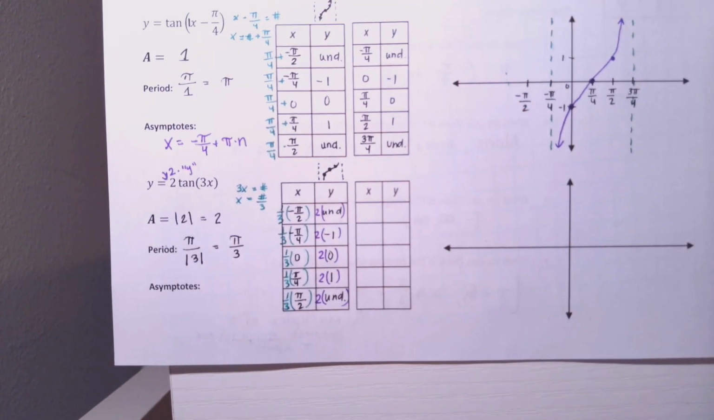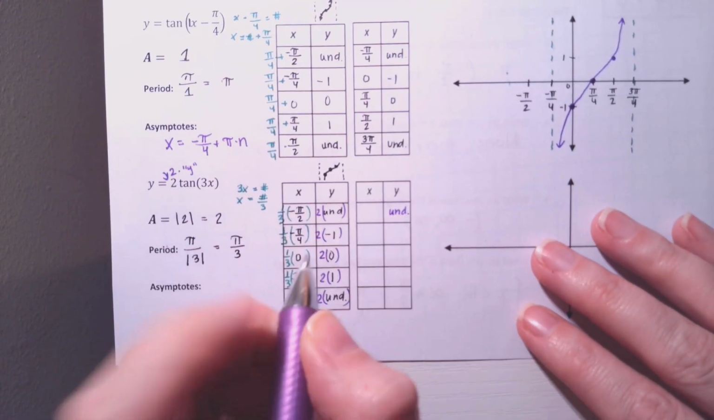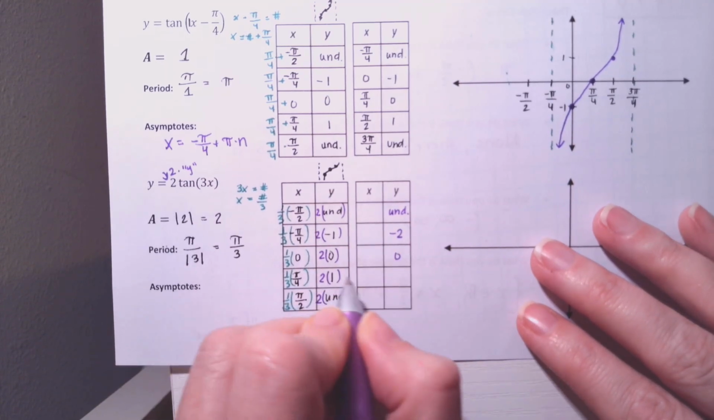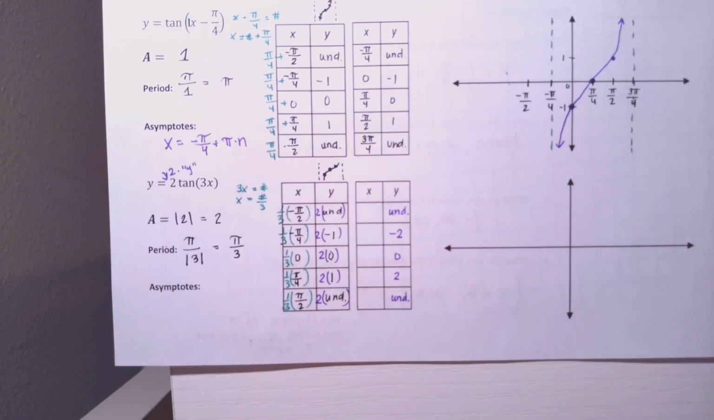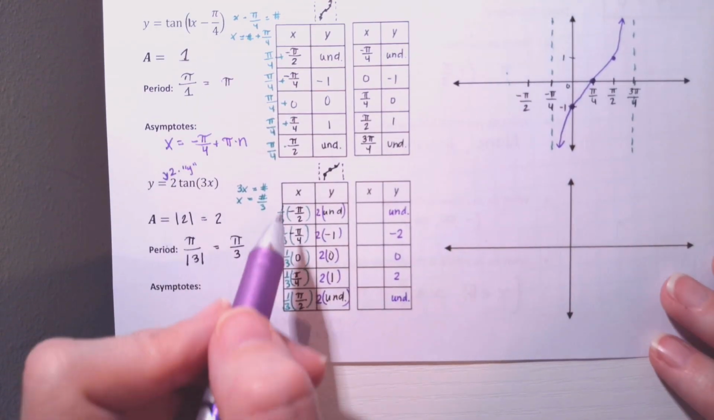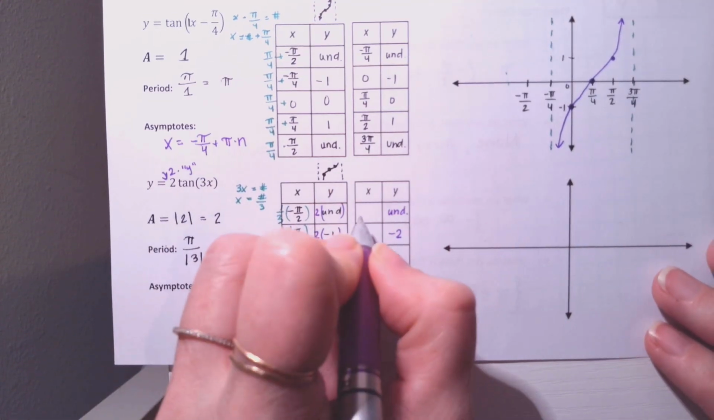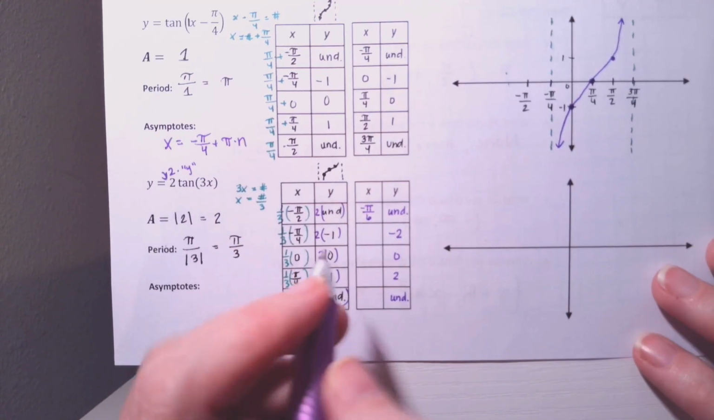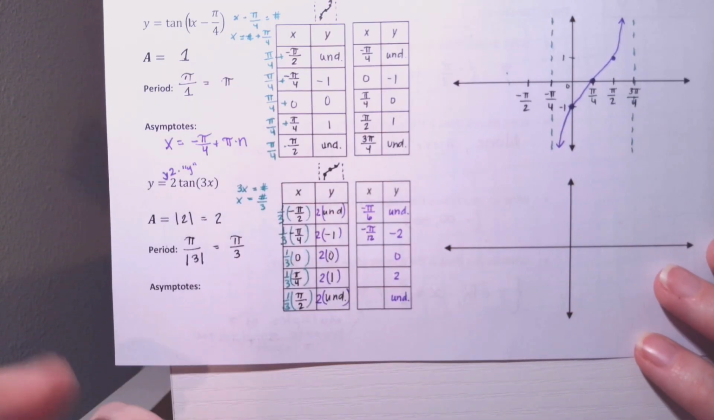Okay, my y should be pretty easy to fill out. 2 times my vertical asymptote is still undefined. 2 times negative 1 is negative 2. 2 times 0 is 0. 2 times 1 is 2. And then 2 times my vertical asymptote is still a vertical asymptote there. 1/3 times negative pi over 2 would be negative pi over 6. Okay. 1/3 times negative pi over 4 would be negative pi over 12.